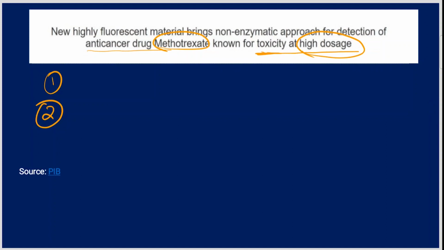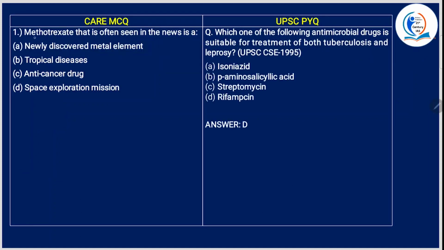Alright. So, this methotrexate monitoring is crucial for potential side effects. Fine. So, this fluorescent material is a solution to this problem. It will detect faster so that you can prevent the toxicity. That means you will reduce the dose, no? So, that is the utility. Now, methotrexate, often seen in news, is an anti-cancer drug.